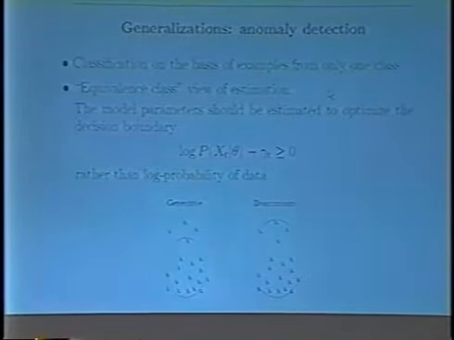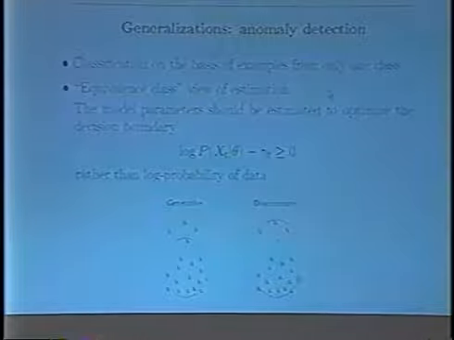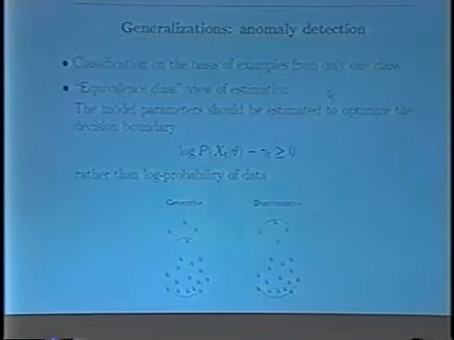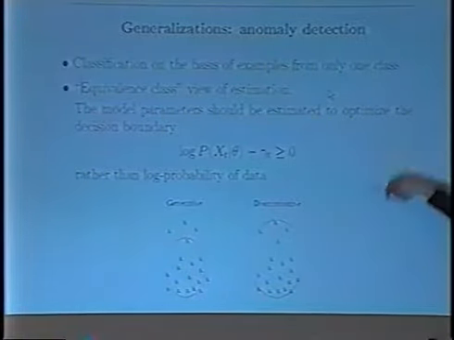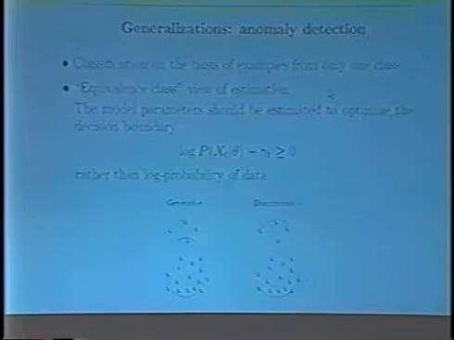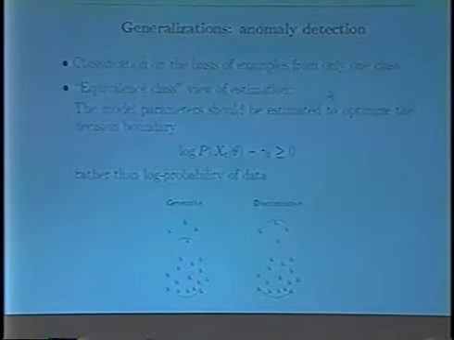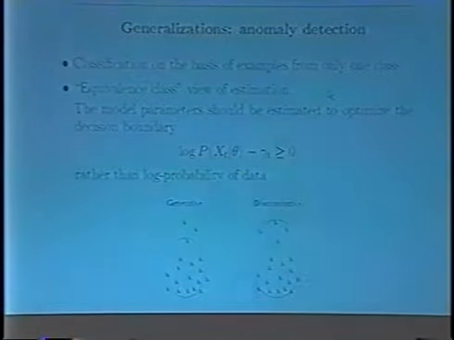Okay, so I can either stop now or go through anomaly detection. Okay, so the last type of generalization is anomaly detection, where we have examples from only one class. And we want to estimate a decision boundary on the basis of those examples that would allow us to discriminate those examples from a diverse set of other examples.